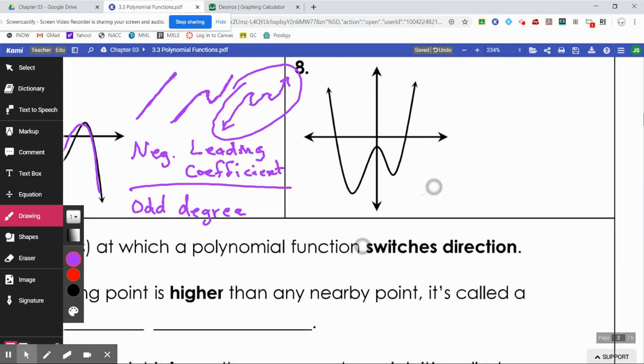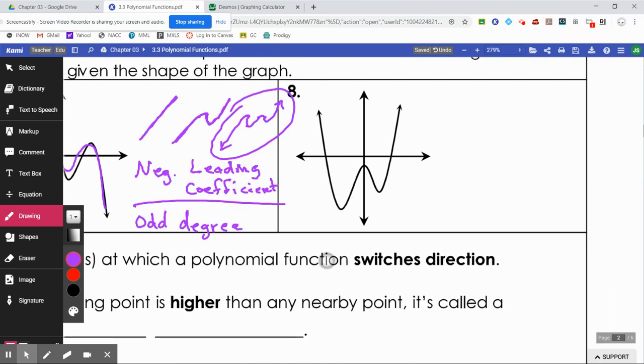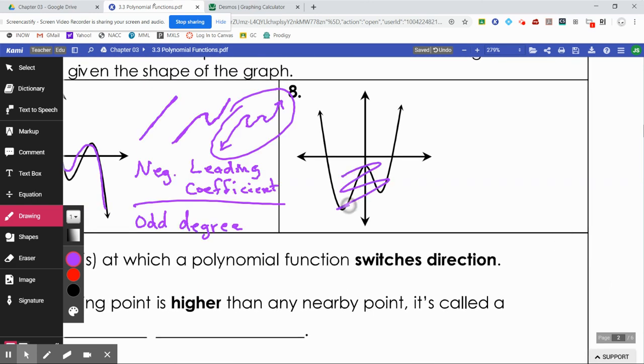Okay, number 8. If you were to take out the middle part, it looks on the end like a parabola. So that's going to have to be an even power or an even degree. Now I do want to go a step further. We do know this is not quadratic. It's not going to be x squared, because an x squared would look like just a parabola.